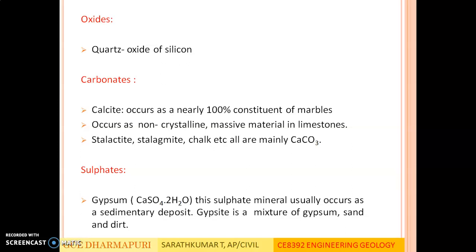So in this unit we will be studying the silicate group. In the previous slide we have seen the various types of minerals. Here in this slide, from oxides we will be studying quartz, for carbonates we will be studying calcite, and for sulfates we will be studying gypsum.